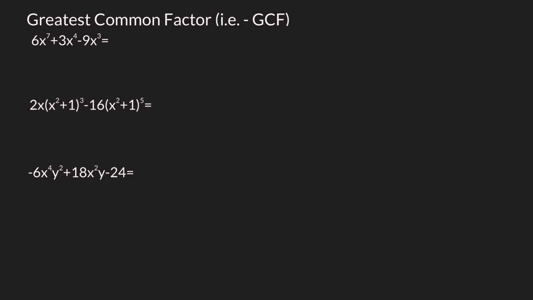So we could pull out an x, but let's take a look at the coefficients. Can we factor out any coefficients from each term? We have a 6 in the first term, a 3 in the second term, and a -9 on the third term. So they all have 3 in common, right? If we're keeping track, we could factor out a 3, and we could factor out an x to the third power, or x cubed.